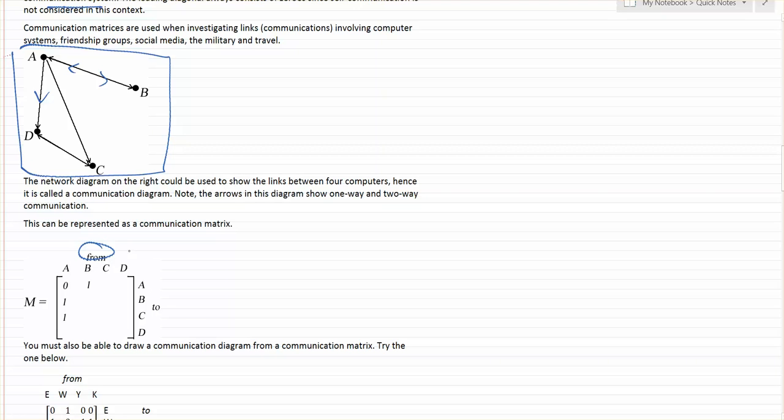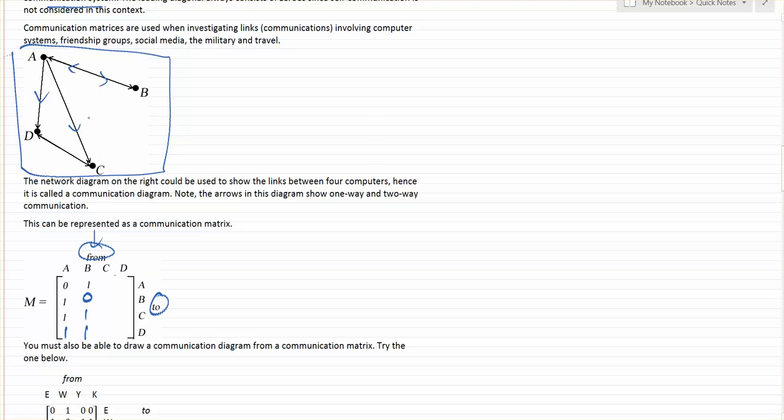From is always on the column side, and to is always on the row side. So from A to A, there's 0 links. A to B, there's 1. A to C, there's 1, because we can see arrows there. A to D, there's 1. B to A, yep, there's 1 because there's 1 going backwards. B to B, no. B to C, 1. B to D, 1.